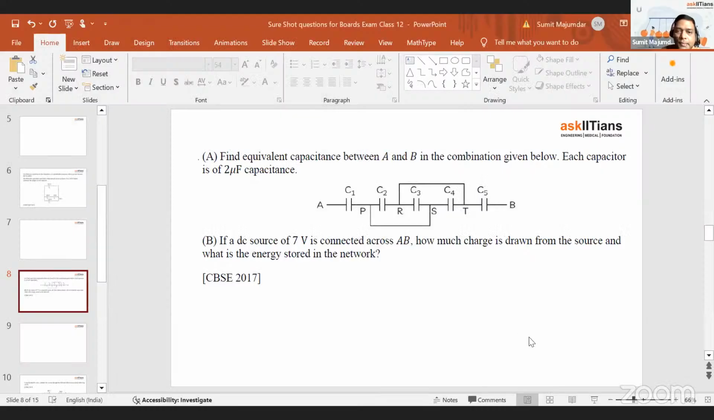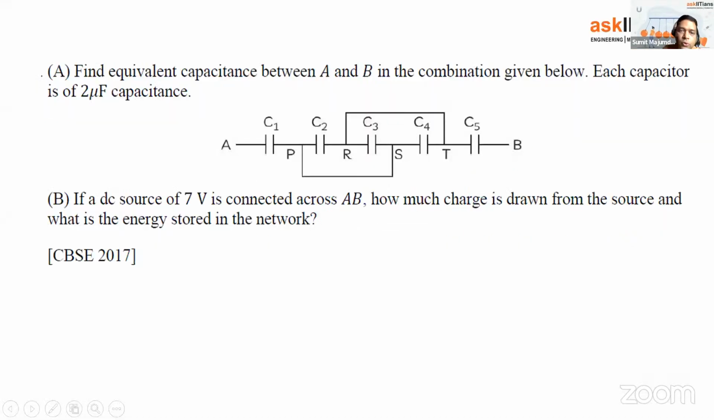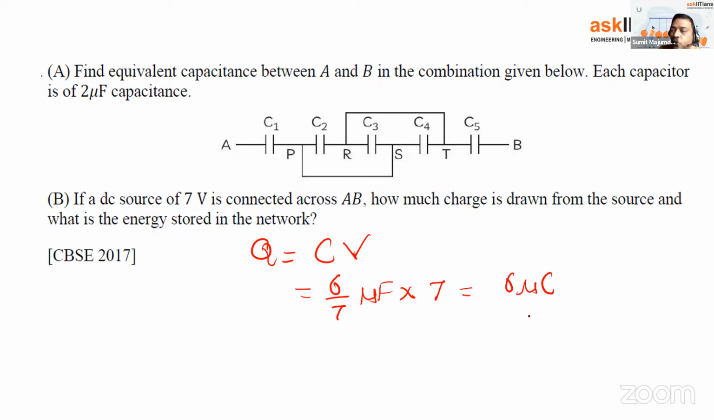Okay. Next, it says, if a DC of 7 volt is connected across AB, how much charge is drawn from the source and what is the energy stored? So the charge is going to be Q equals C into V. Capacitance, we have already got it to be 6/7 microfarad. Voltage is 7 volts. So therefore, this becomes 6 microcoulomb.